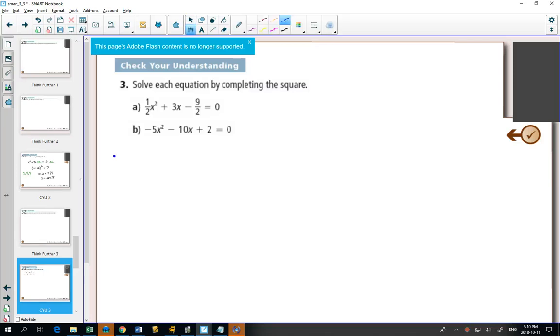We are going to do 3b first and then 3a, because 3b is easier than 3a because it doesn't involve a fraction. So this time we have negative 5x squared minus 10x. I'm going to put the negative 2 on the right-hand side by subtracting 2 on both sides.